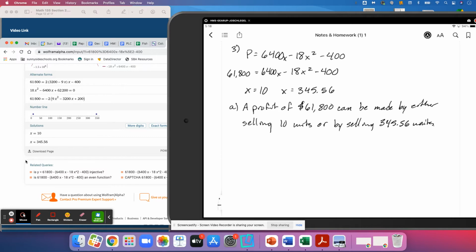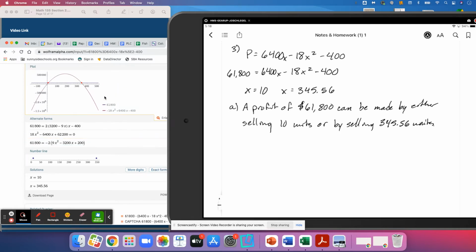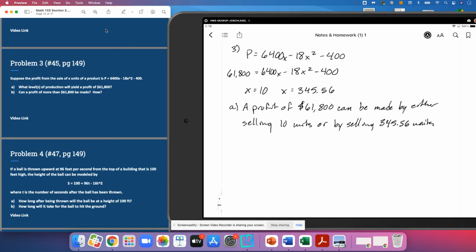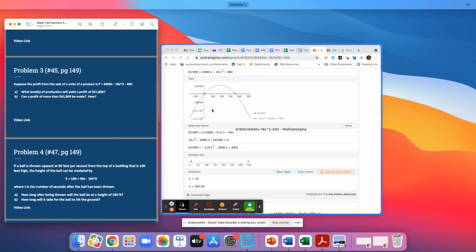Now, there is a tremendous difference here. They're having to make 334.56 more of these to get back to that level of profit. And so if you really wanted to make only 61,800 bucks, stopping at 10 would definitely be the ultimate best thing to do. Part B here, everyone, is asking, can a profit greater than that be made, and how?